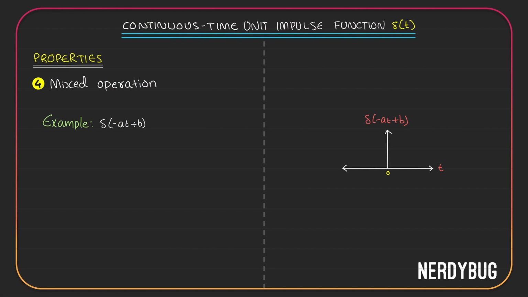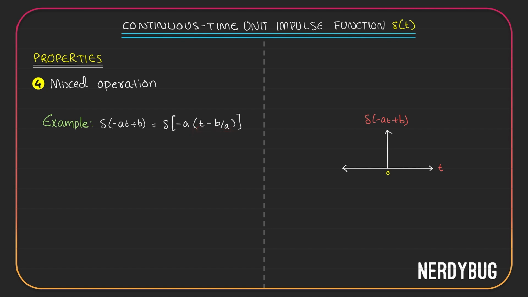Now let's do a mixed operation. I have an example, delta of minus at plus b. So minus at corresponds to time scaling and plus b corresponds to time shifting. Is that correct? It's actually not correct. Before saying something like that, we have to write it in a standard form. So first we will write delta of, take minus a out, minus a multiplied by t minus b by a. This is the standard form. Now you can say minus a corresponds to time scaling and minus b by a corresponds to time shifting because we have t minus b by a here.